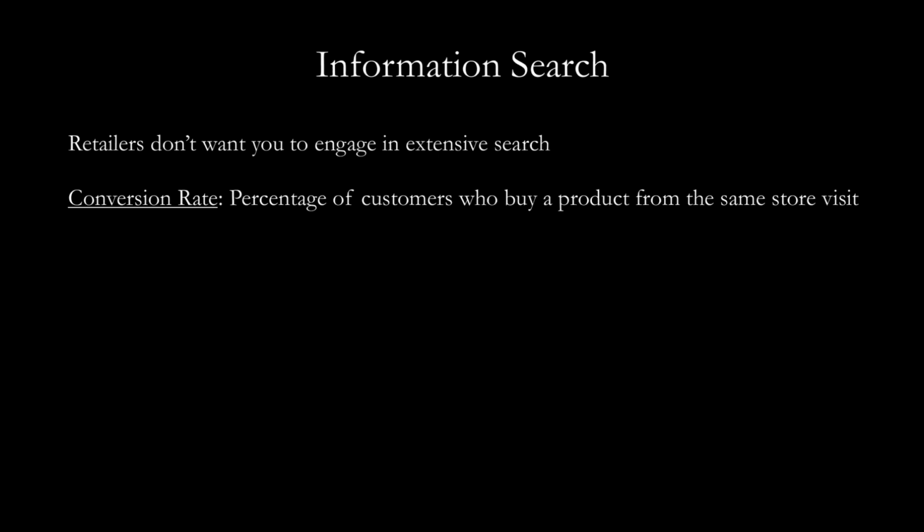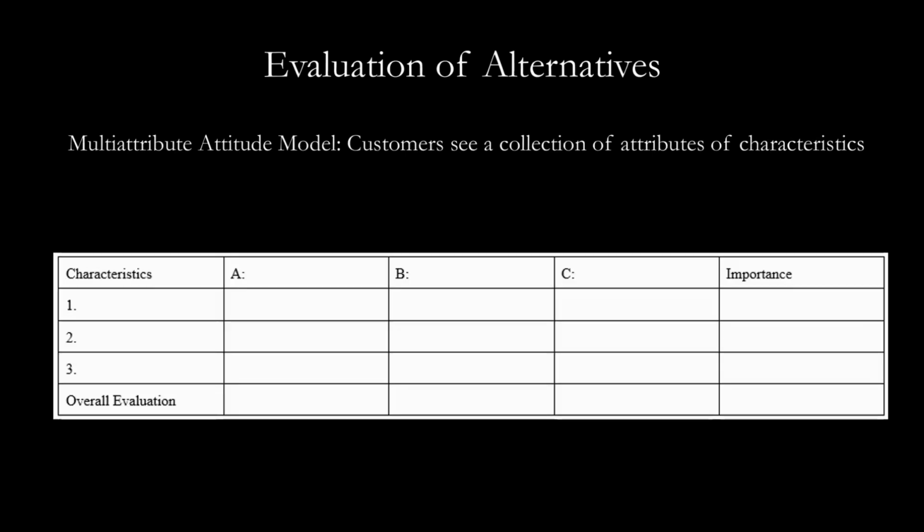Once information search is complete, customers move into the next stage, evaluating alternatives. In this stage, we use what's called a multi-attribute attitude model. The multi-attribute attitude model is based on the notion that customers see a retailer, product, or channel as a collection of attributes or characteristics. From there, we decide which of those characteristics are most important to us. The best way to explain this is with an example. Let me walk you through it.